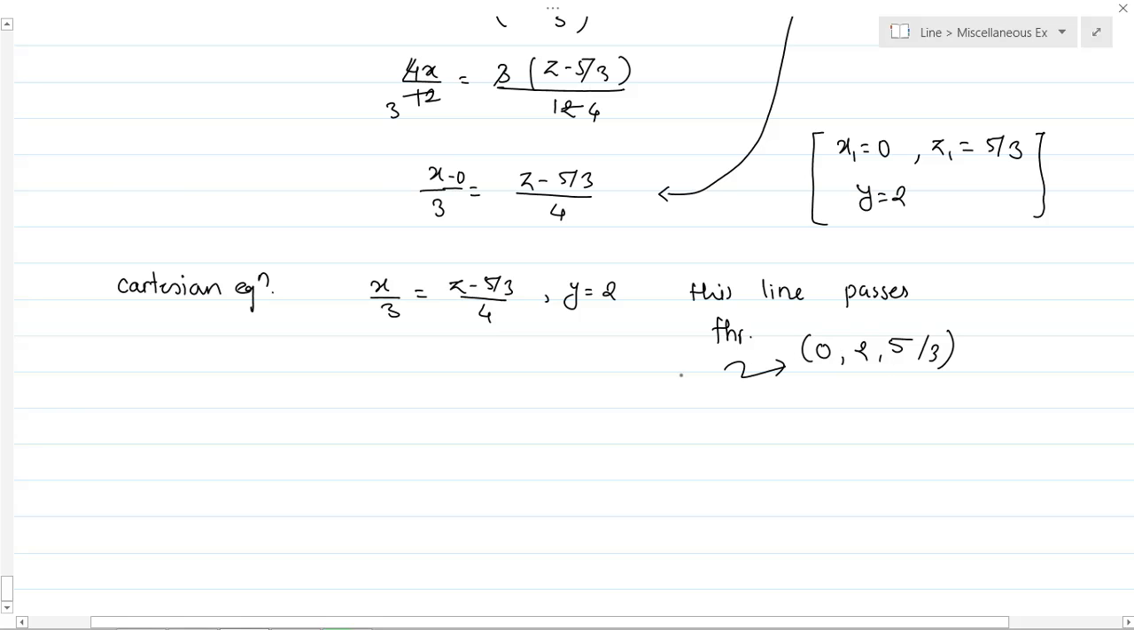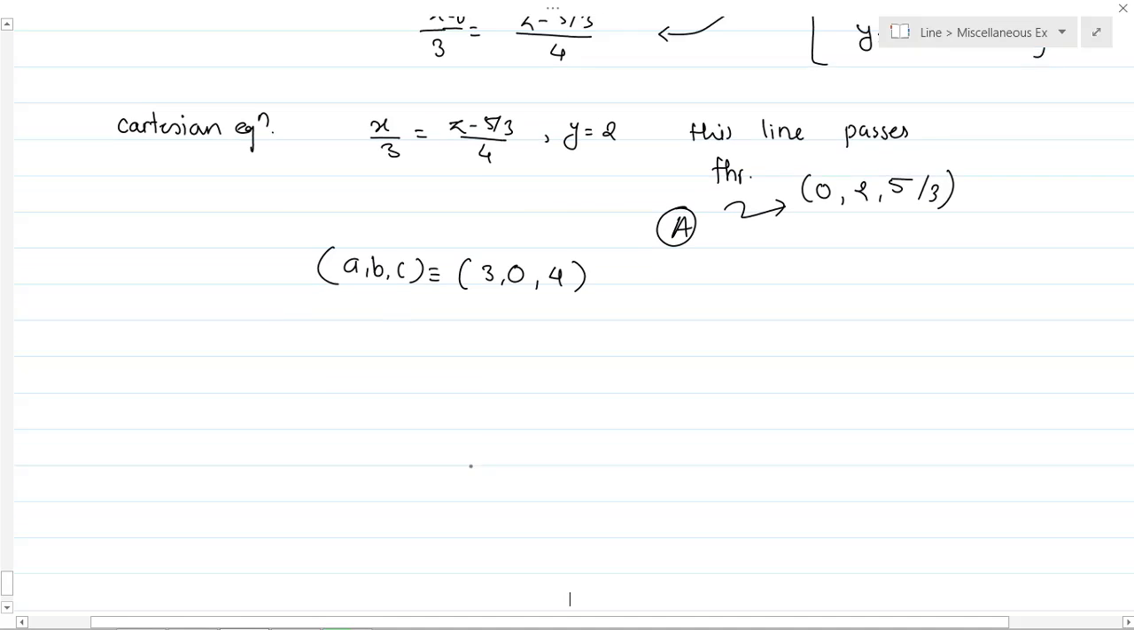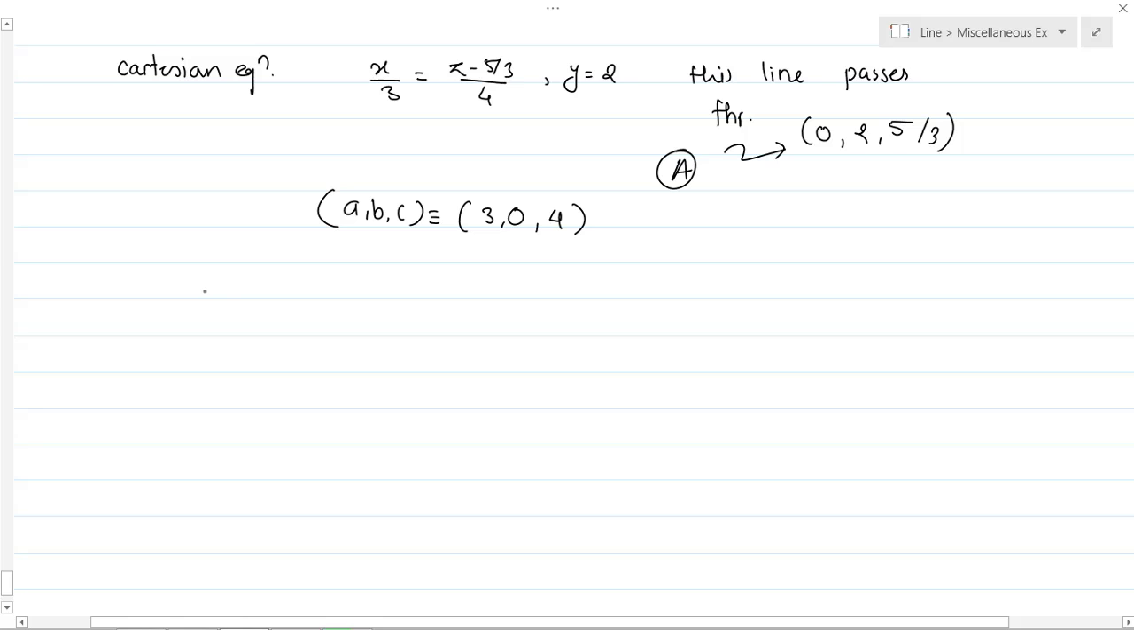So we know the passing point, which is our point A, and you know the direction ratios of this line, which are a, b, c. The direction ratios you get here are 3, 0, 4. Once you get the point and the direction ratios, we can simply write down the vector equation, which is a bar plus lambda b bar. From this you can write b bar, which is nothing but 3i plus 0j plus 4k.